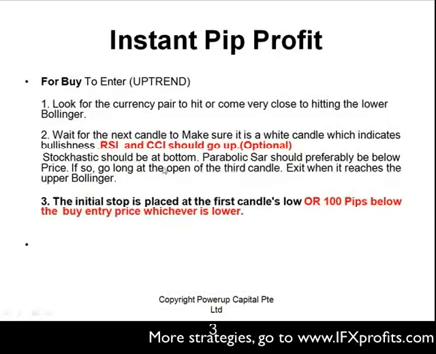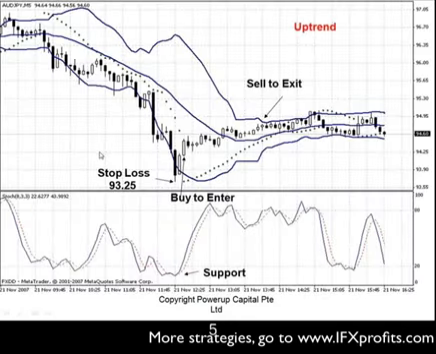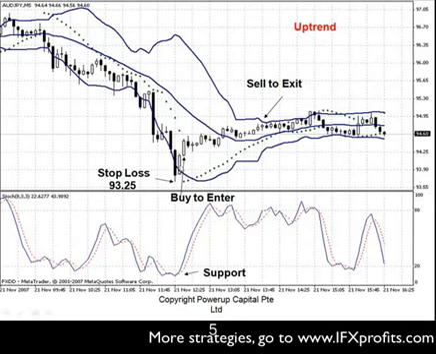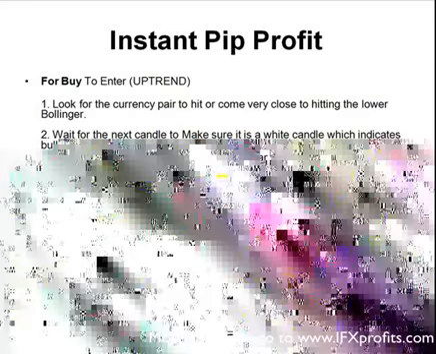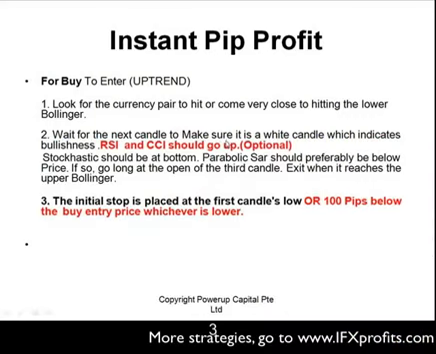Next, you wait for the next candle to make sure it is a white candle, which indicates bullishness. So you see over here, this is the second candle, which is the next candle, and you want to see this white, which indicates that from here the currency is going to go up. Thereafter, you want to make sure RSI and CCI should go up, but this is optional. So I'll show you this example slightly later.